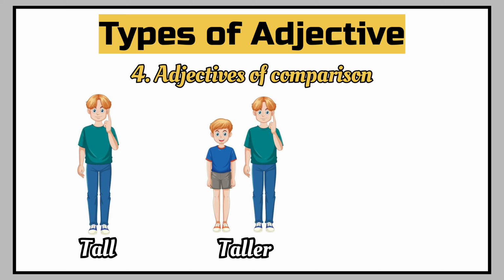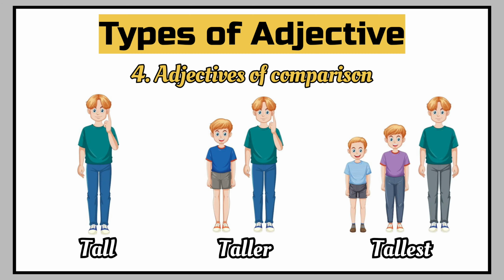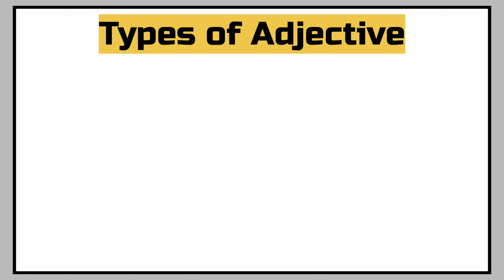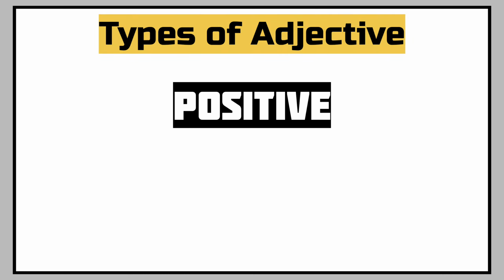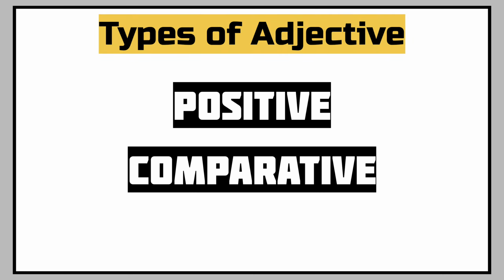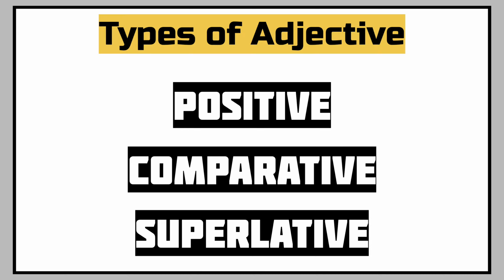Finally, we have the superlative form, tallest. We use this when comparing more than two things. For example, Tom is the tallest boy in the class. So remember, adjectives change their form when we compare: positive for one, comparative for two, and superlative for more than two.